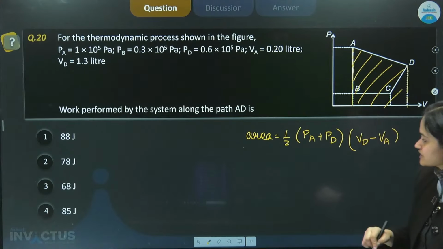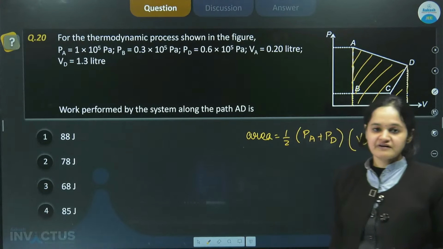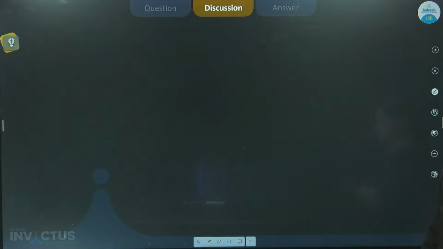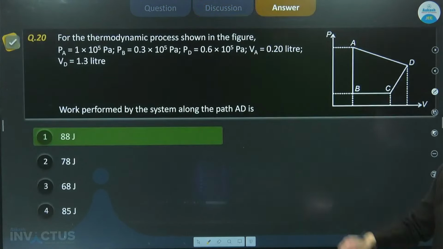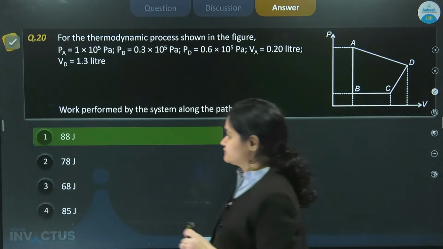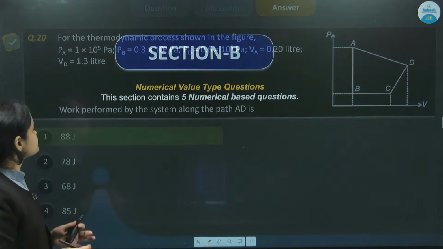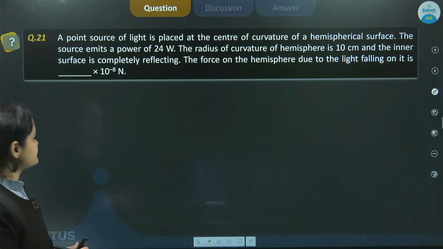So all the values are given to you. Once you place the values, you'll get the answer as first, 88 joules. Okay, 88 joules will be the answer, so the first answer option will be the correct one. Next is numerical based section.